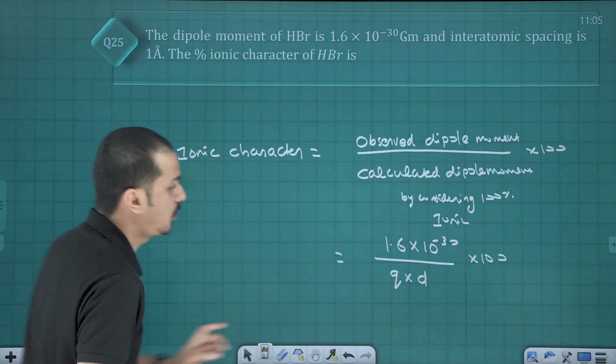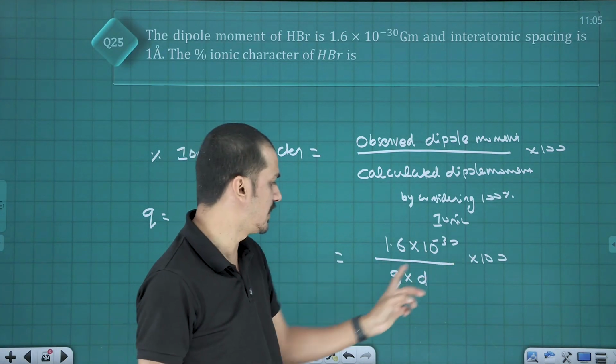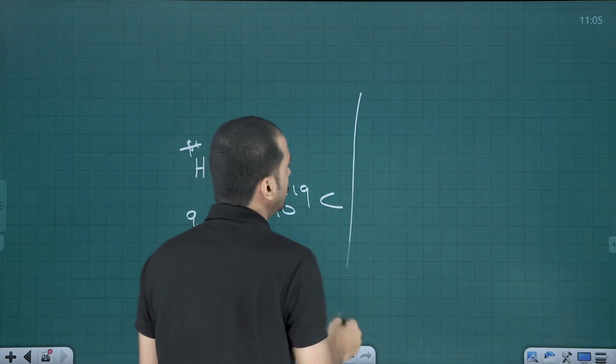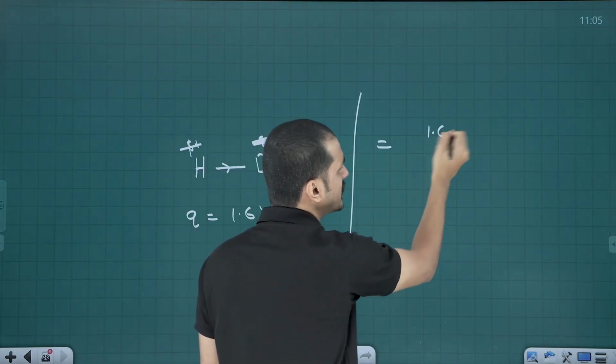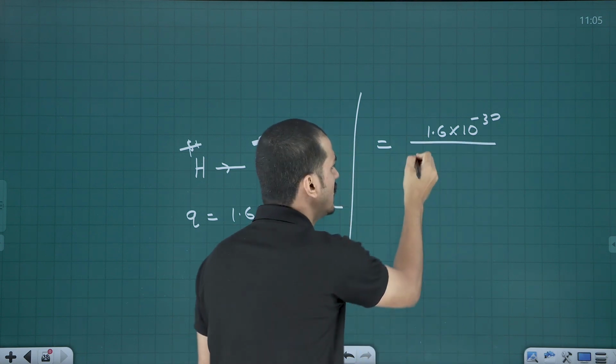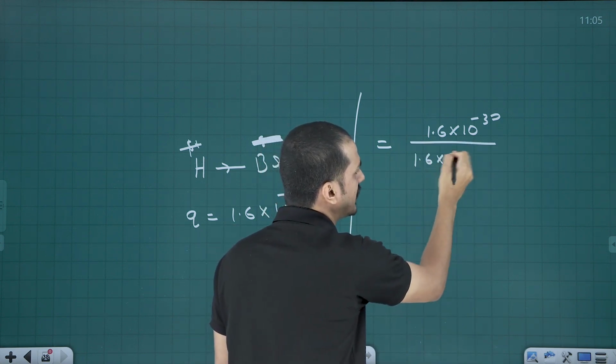So what about our equation? That is 1.6 into 10 raised to minus 30 divided by Q into D into 100. I am writing that one here. You can see that is 1.6 into 10 raised to minus 30 divided by charge, how much? 1.6 into 10 raised to minus 19.